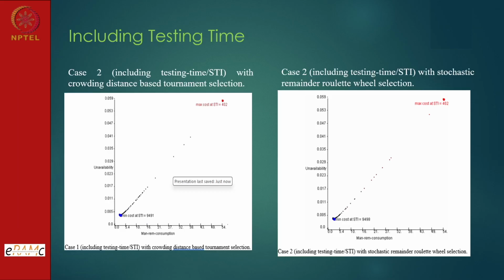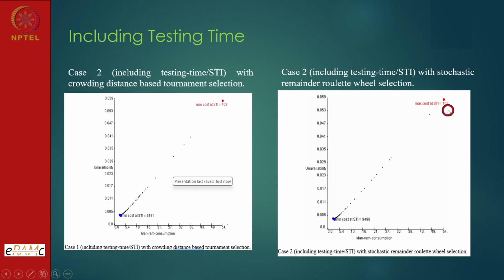Now case 2, including testing time. If we include the testing time, then we have availability and minimum consumption, and the maximum STI is 401, and the minimum cost at STI is this one. So you can see all the parameters: unavailability, cost and minimum consumption. Actually this graph should have been presented in 3 dimensions, but the objective here was to explain the relationship. Otherwise a 3D graph would have been better, wherein unavailability, minimum consumption and cost are the 3 axes x, y, z.